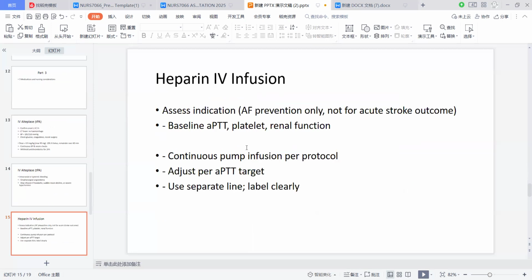The second drug I want to mention is heparin IV infusion. Systemic heparin is a classical anticoagulant agent. Systemic anticoagulation is not routinely recommended in acute ischemic stroke to improve outcome, but it may be prescribed for atrial fibrillation prophylaxis. At baseline, we should measure their APTT and platelet count, and their renal function should be assessed. If we order heparin, administer via infusion pump using a dedicated line and adjust the rate according to APTT targets.